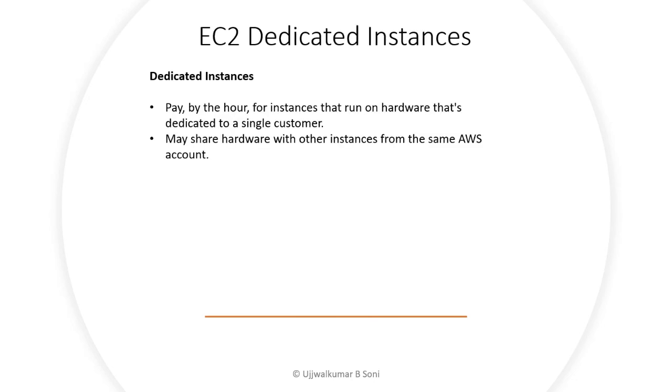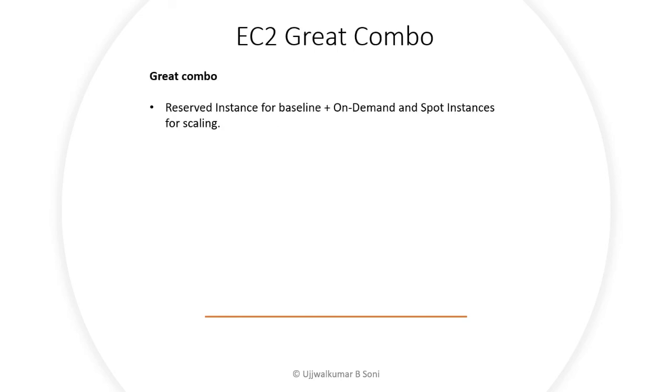And next is the EC2 dedicated instances. You pay by the hour for instances that run on hardware that's dedicated to a single customer. Okay, and you may share your hardware with other instances from the same AWS account. So this is a great combo that you can use: you can have reserved instances for a baseline, and on-demand and spot instances for scaling purposes.